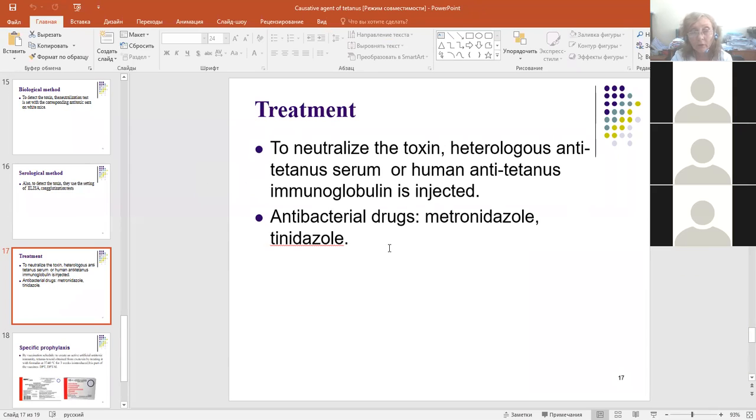At the same time, antibacterial medicines are used, and Clostridia is sensitive to chemicals such as metronidazole and tinidazole. Really, these chemicals, you have to know, are used very often for treatment of diseases caused by protozoa. And it was detected that strict anaerobic bacteria are sensitive to the same preparations, so they are used. But the first line preparation, the first medicine that should be used, is antitoxic serum or immunoglobulin. These medicines contain antibodies for exotoxin, and they are able to neutralize exotoxin.